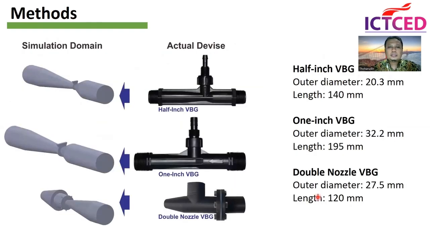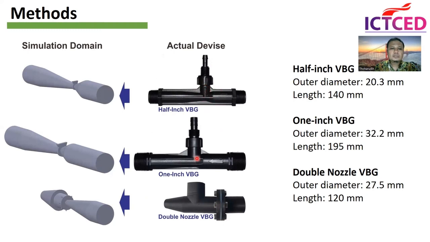There are many devices actually available in industrial processes: the Venturi bubble generator with 1 inch, and the half inch. We propose a new double nozzle Venturi bubble generator with a special design. For example, it is shorter than the actual design of the half-inch Venturi bubble generator.